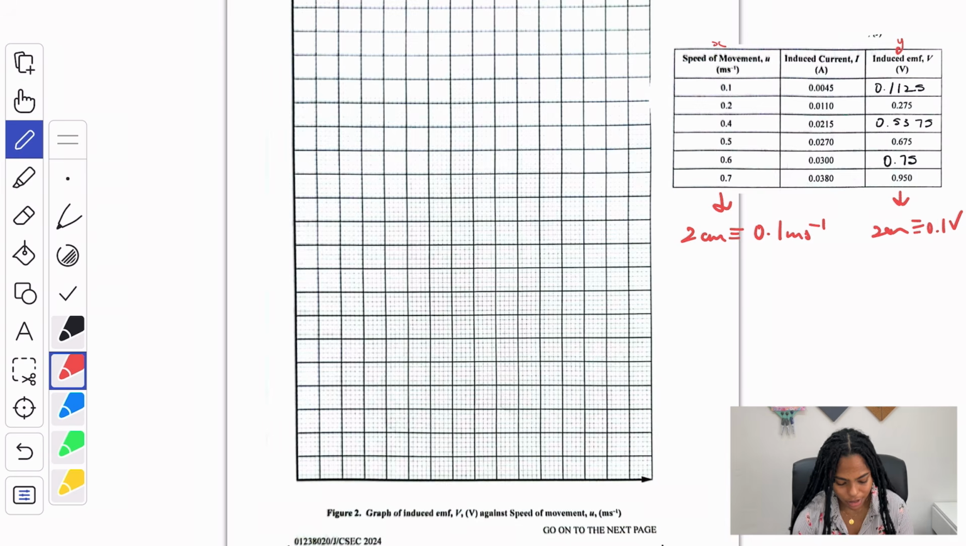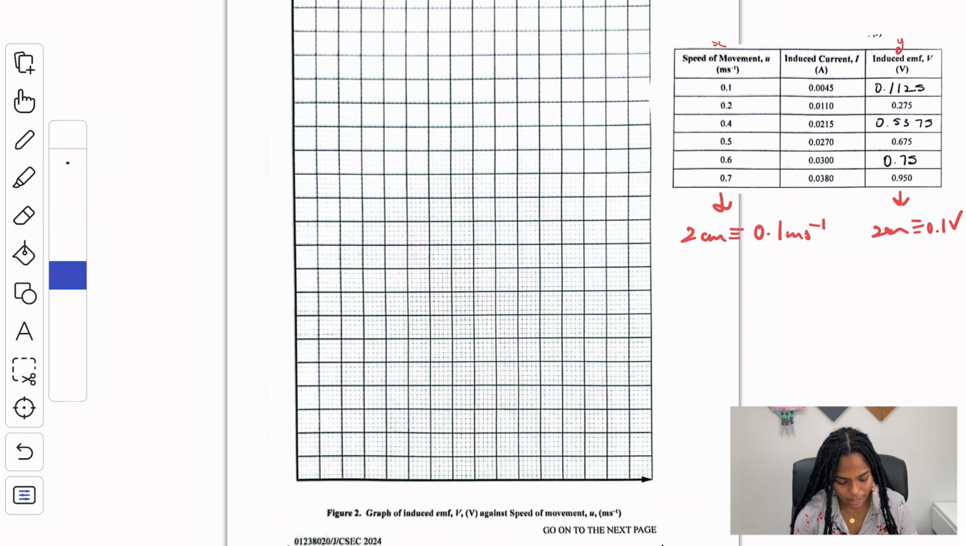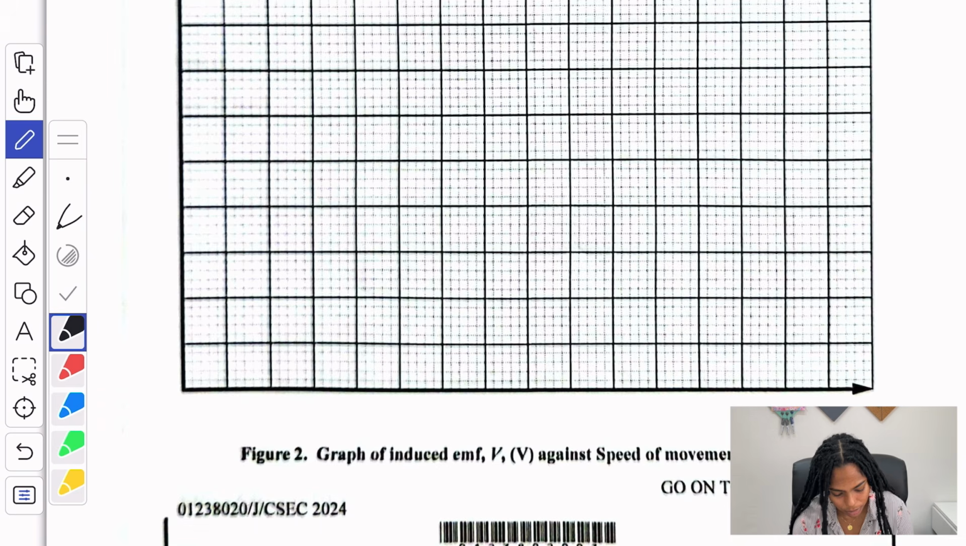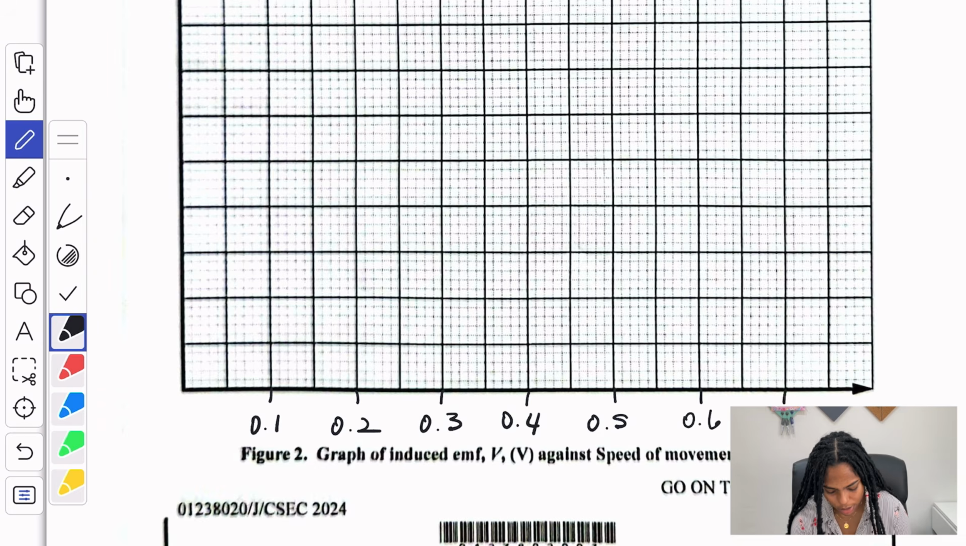So I have the luxury of being able to zoom in here to put in my values. So 0.1, 0.2, 0.3, 0.4, 0.5, 0.6, 0.7. And I know this is my speed axis, so I made sure one time to put U in meters per second. I don't want to lose that mark for labeling.